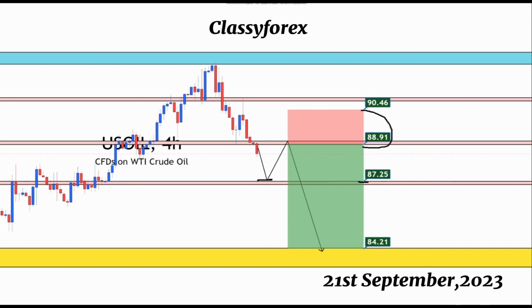All right, so there's only one thing that can make this setup invalid. Only one. That's if price makes the push to the downside and does not come back for exhaustion, but instead we see a continuation push further down, then this setup will become invalid. So that's it for US oil.